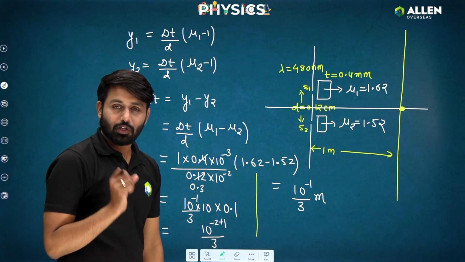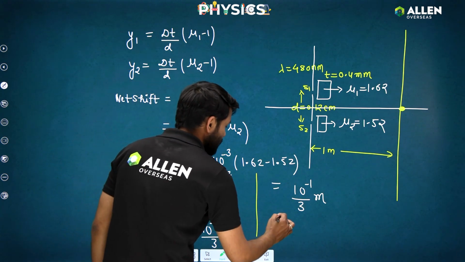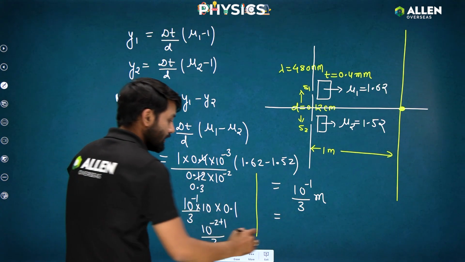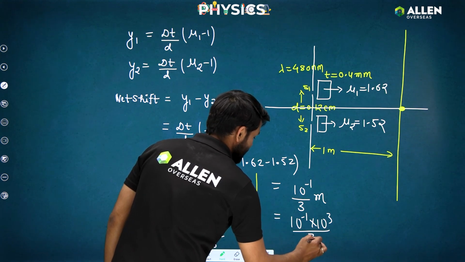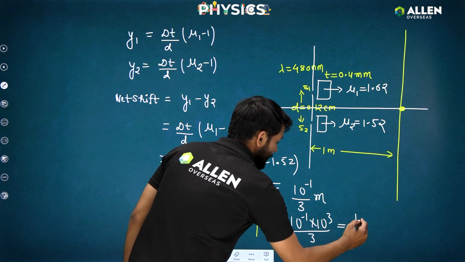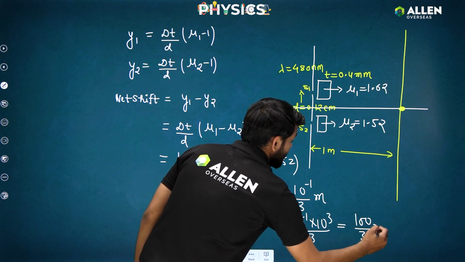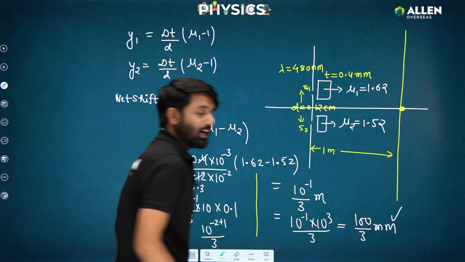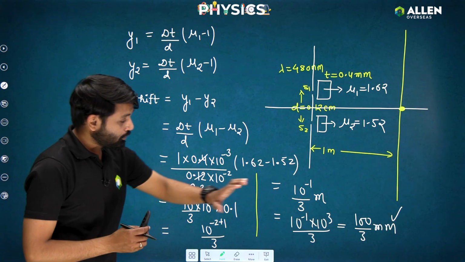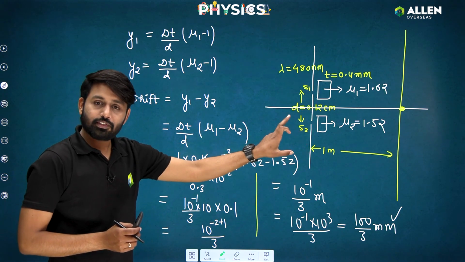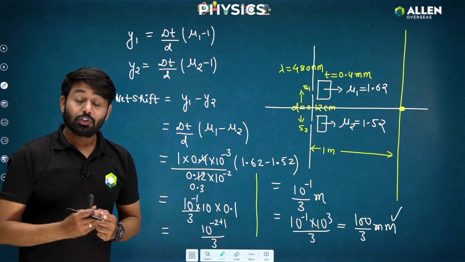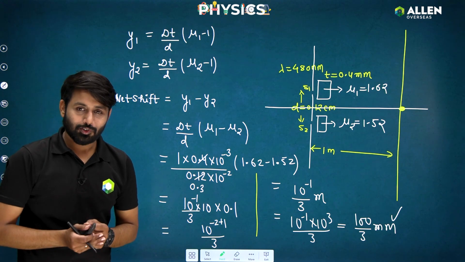If you want to write your answer in millimeter, then you have to multiply by 10 to the power 3. So it's 10 to the power minus 1 multiplied by 10 to the power 3 divided by 3, which is equal to 100 by 3 millimeter. So this is the answer for this question. This is the position of central maxima because of these two slabs. Is that clear? So that's all from my side on this topic.